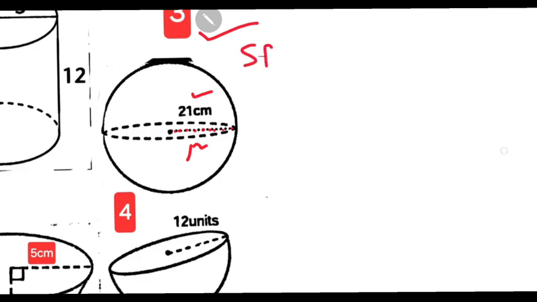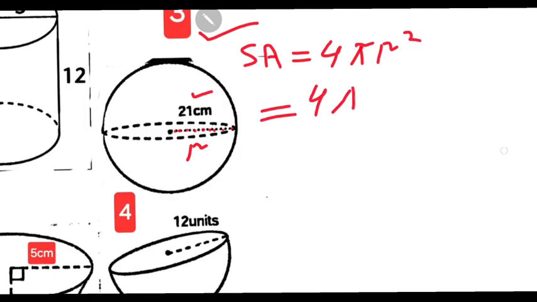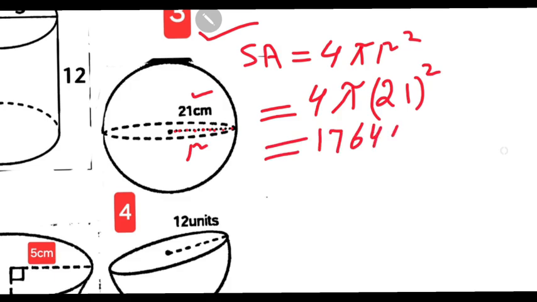Now the surface area I need to find. Surface area formula for the sphere is 4 pi r square. These formula they will provide for you. 4 pi r, we got 21, 21 square, I'm going to use my calculator. 1764 pi centimeter square, because surface area must write top square. If they ask you give the answer correct to 2 decimal place, then you're going to open up the pi. Otherwise you leave the answer in terms of pi.